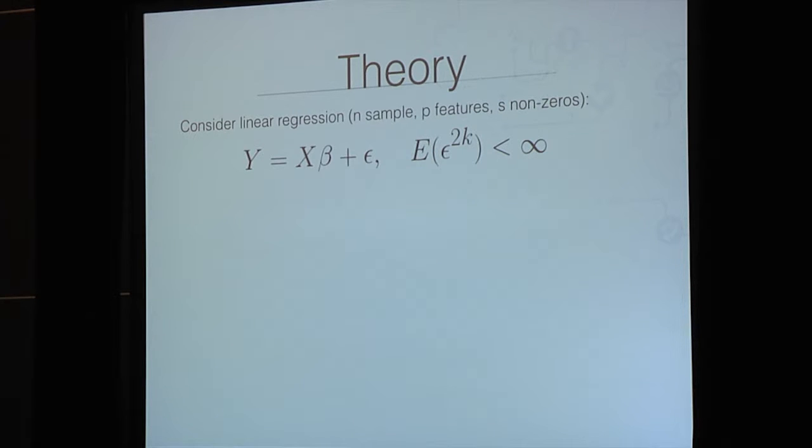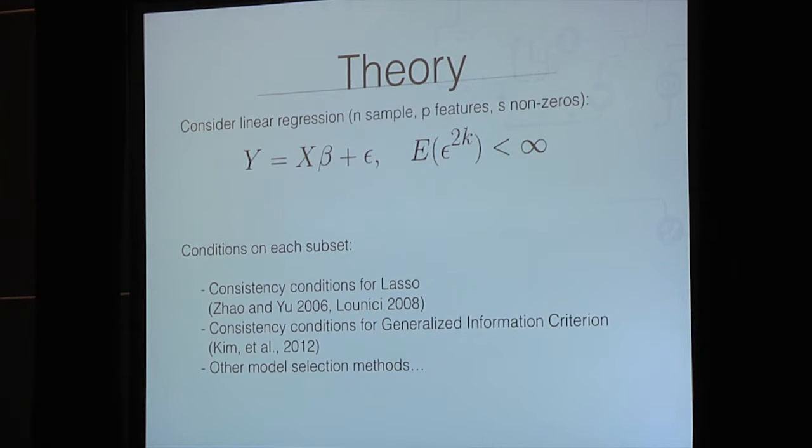So again, let's assume the linear model, and we also assume the 2k-th moments exist for the error. For theory we need some conditions. For the message framework itself, there's no extra condition we need.